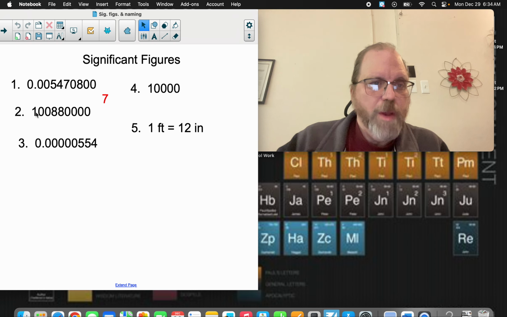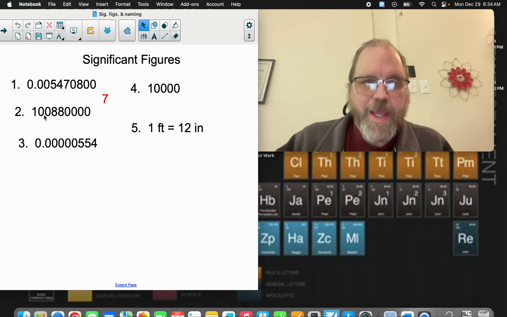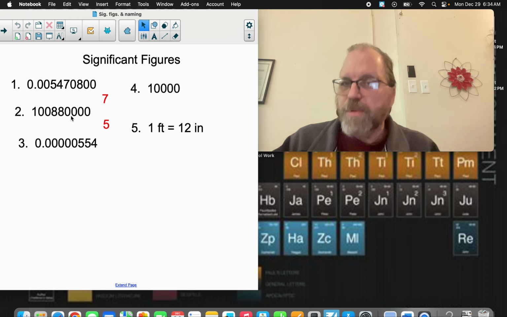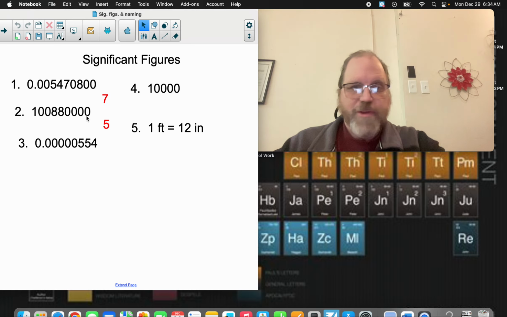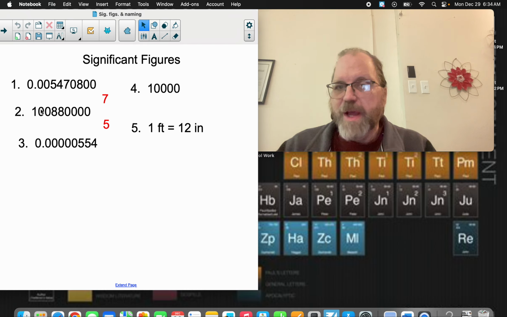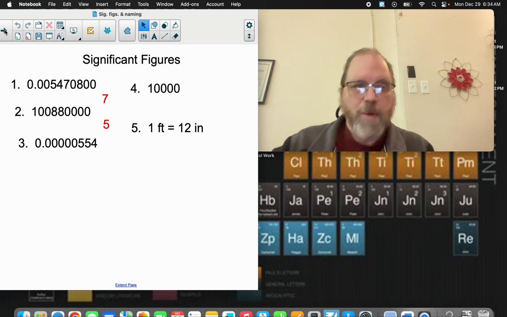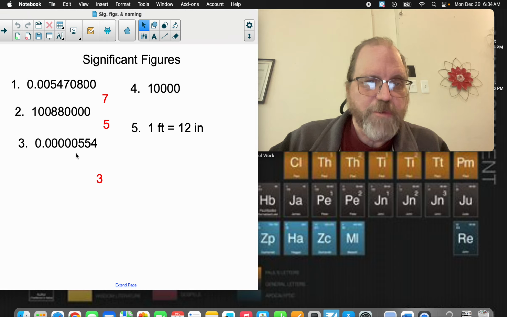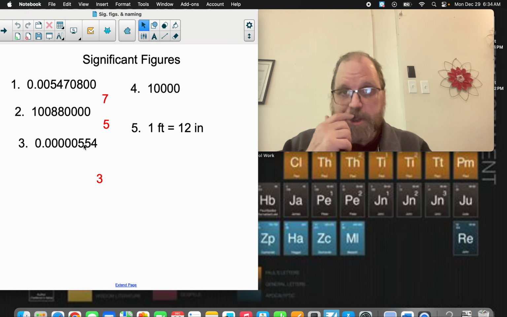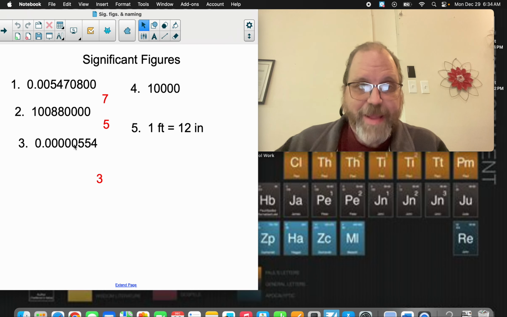Look at the second one. 188, so I've got 3 sig figs, 2 zeros between. Those are all significant. So I have 5 sig figs. These 4 zeros, all they're doing, they're placeholder zeros. They just tell me how far that 8 is from the decimal point. They're not giving me accuracy or exactness at all. Try number 3 on your own. That one's pretty simple. Yeah, we have 3 sig figs because all those zeros before the 5 are just placeholder zeros, just not showing anything about accuracy.